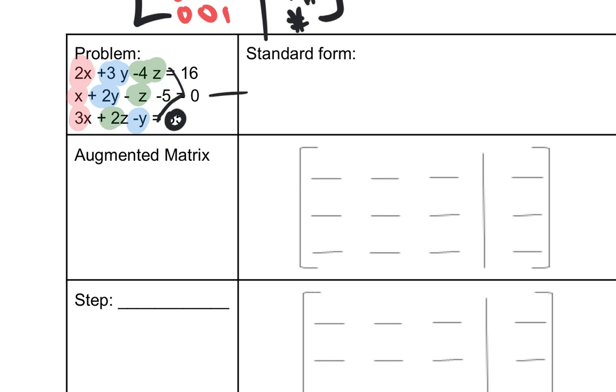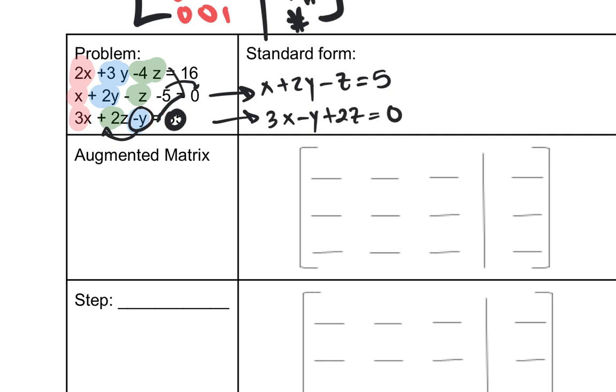So I'm going to fix this equation first. X plus 2y minus z. And then after z, I need the equal sign. So this 5, I'm going to move it to the other side. When it changes sides, it changes signs. So positive 5. For this one, I need x. My y needs to be moved up first. It didn't cross the equal sign, so it's not going to change sign. The z comes after it, and then 0.